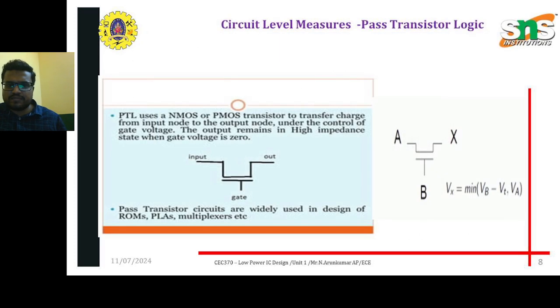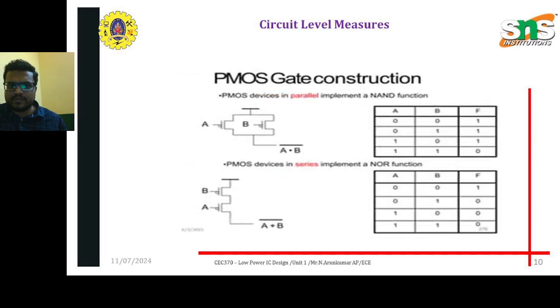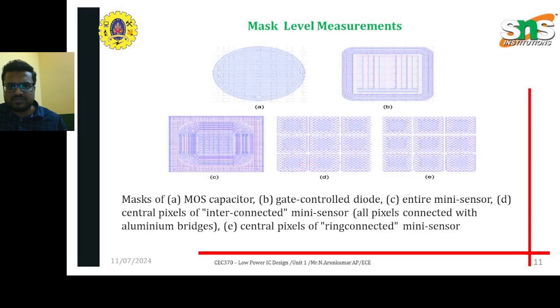Next is pass gate logic. The main function of pass transistor logic is to use NMOS and PMOS transistors to transfer the charge from the input node to the output node under the control of the gate voltage. The output remains in a high impedance state when the gate voltage is zero. The output voltage of the pass transistor is Vx equal to the base voltage minus the threshold voltage Vt, times the input voltage Va. For NMOS gate construction, based on parallel mode and series mode, the corresponding truth table is formed. PMOS is the inverse of NMOS, so we can easily add it based on the previous gate operations.